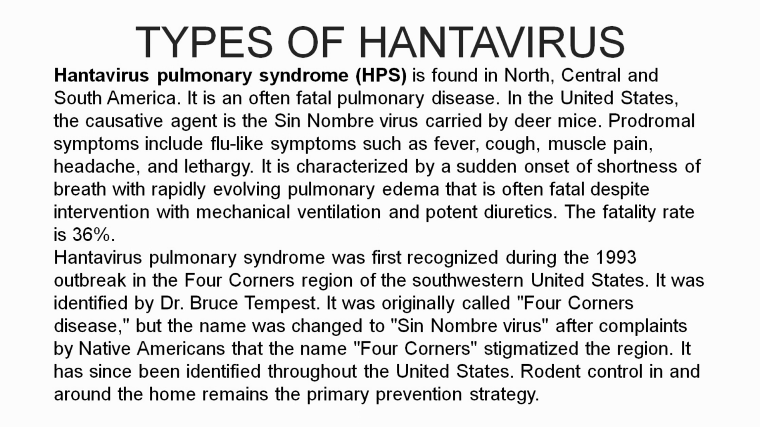Hantavirus pulmonary syndrome was first recognized during the 1993 outbreak in the Four Corners region of the southwestern United States. It was identified by Dr. Bruce Tempest. It was originally called Four Corners disease, but the name was changed to Sin Nombre virus after complaints by Native Americans that the name Four Corners stigmatized the region. It has since been identified throughout the United States. Rodent control in and around the home remains the primary prevention strategy.